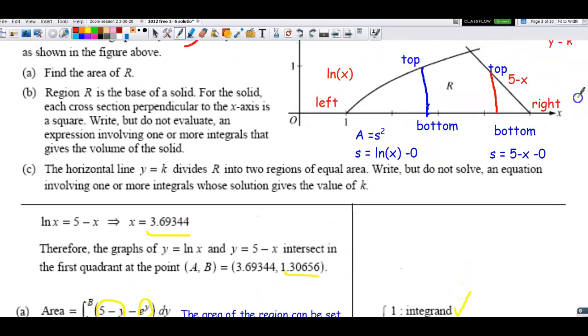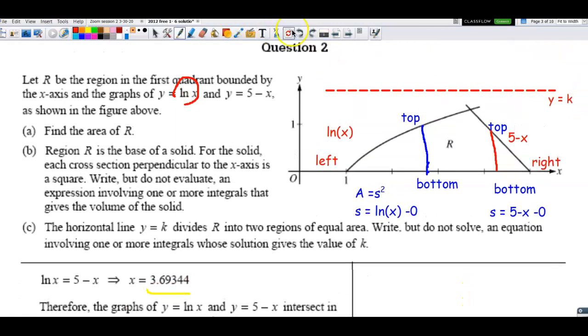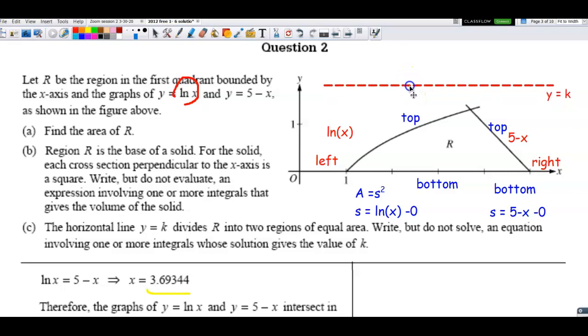And finally, part C. This is the part where a lot of kids tend to give up a little bit, but I don't want you to give up. It's not nearly as hard as you think it is. The horizontal line y equal to k divides region R into two regions of equal area. So up here I have a horizontal line y equal to k. Now it goes somewhere inside to split the area into two equal parts. So I'm just going to randomly put it.